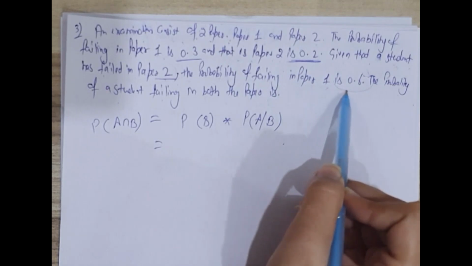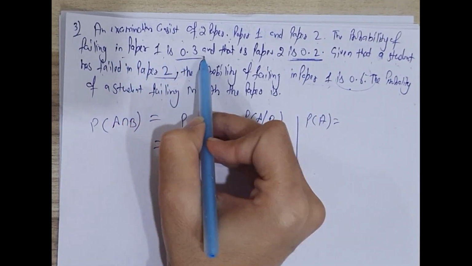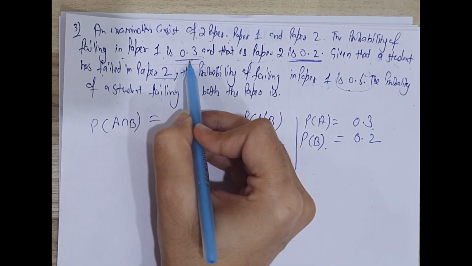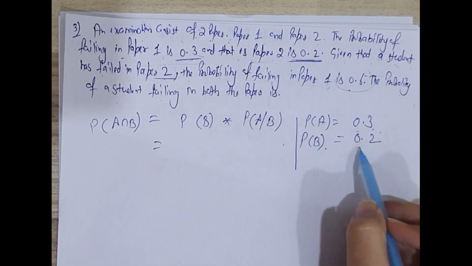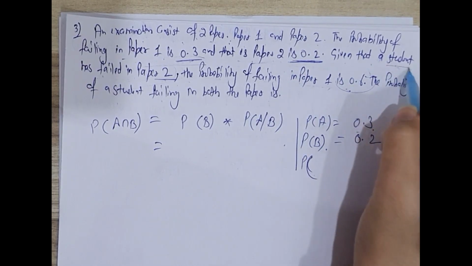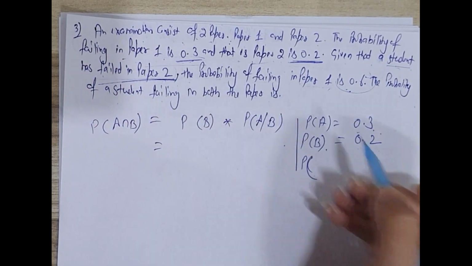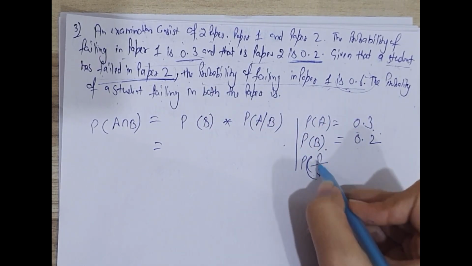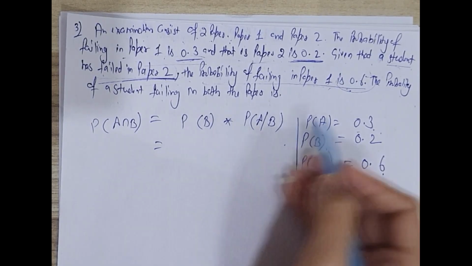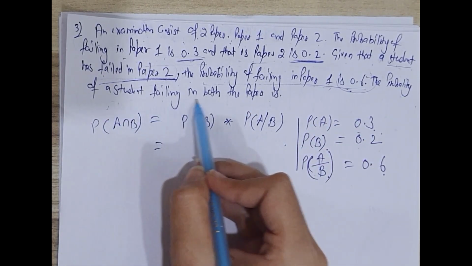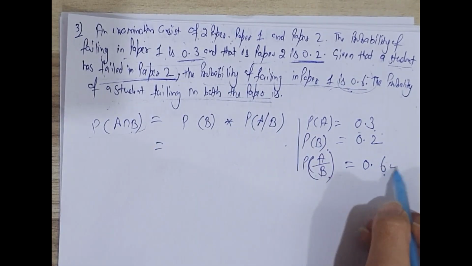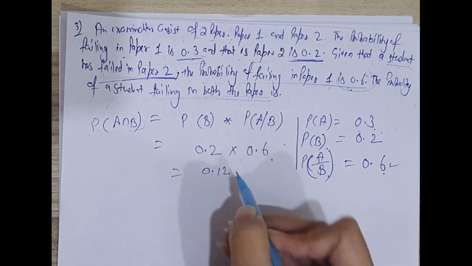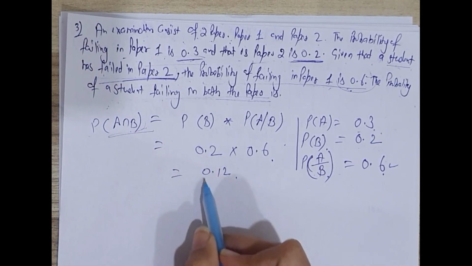The probability of failing in paper 1 given paper 2 is 0.6. Here the probability of failing in paper 1 is 0.3, and failing in paper 2 is 0.2. Here they are saying a student has failed in paper 2. He has already failed in paper 2, and failing in paper 1 is then 0.6. So now we have to find the probability of failing in both papers. So multiply 0.2 by 0.6, and the answer will come out to be 0.12. So the probability of failing in both papers is 0.12.